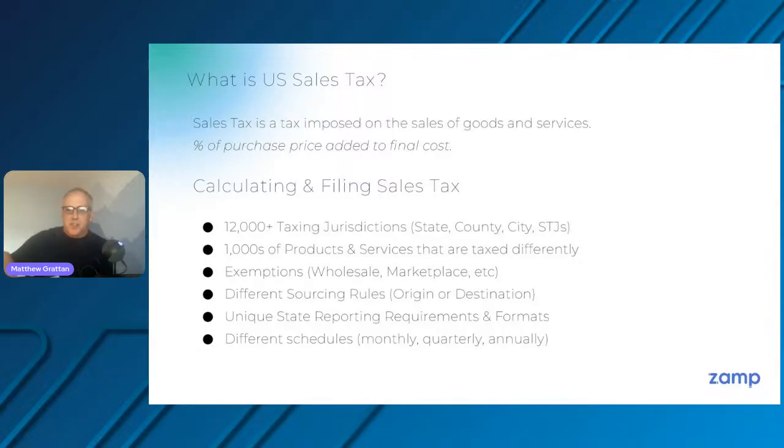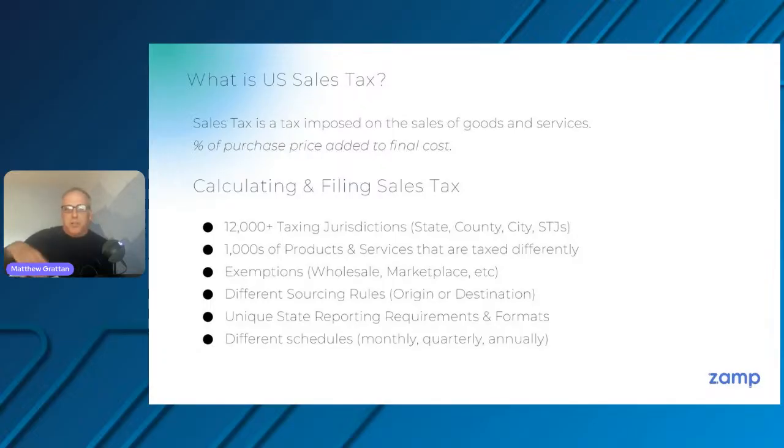Most states are destination based, but states like Texas and Ohio have origin based rules based on where the product is shipping from. There are unique reporting requirements. So every state has different reporting requirements and formats that you have to do. This is across 47 states that have sales tax. And of course, you have different schedules in terms of how you have to file. They assign you schedules based on monthly, quarterly, sometimes annually, and it can change.